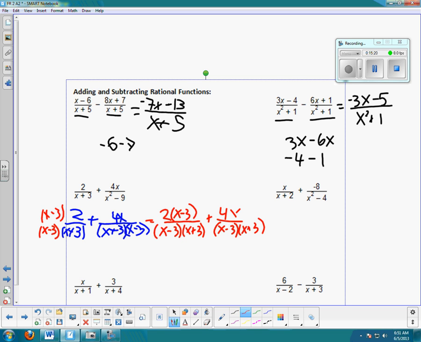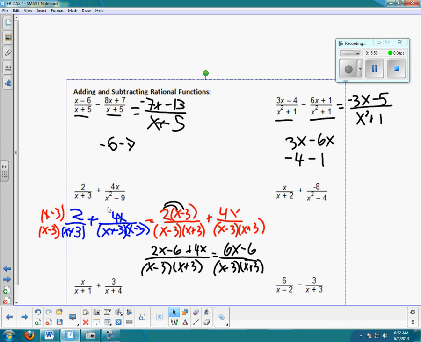So I'm going to go ahead and distribute this 2. This becomes 2x minus 6. Don't forget to distribute it to the 3. And then I'm going to add the 4x to it. And now they have the same bottom, x minus 3 times x plus 3. And if I go ahead and combine my like terms there, 2x and 4x is actually 6x minus 6 all over that bottom, x minus 3 times x plus 3. All right, so go ahead and pause the video and try the next problem.